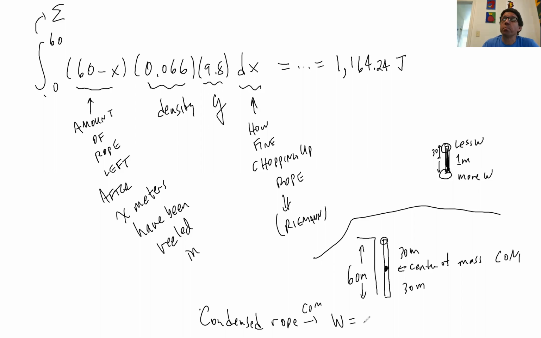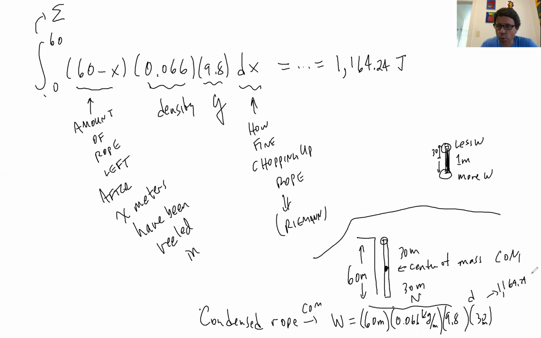You're moving the rope, which is 60 meters long, and you still have the density of 0.66 kilograms per meter. You're still using 9.8, but then you can just pretend that you're moving the entire rope 30 meters. You're moving the center of mass, which the entire rope has been condensed down to. Now you're back at that original problem. You're just moving a rock effectively one distance. You don't have to worry about chopping it up because you condensed it all down to one thing. So it's just newtons times distance, and that will also give you 1164.24 joules without having to do any integrals at all, but using the center of mass.